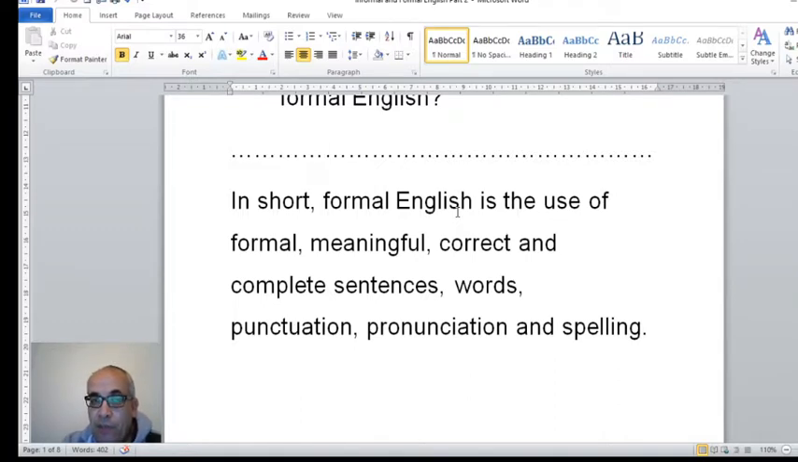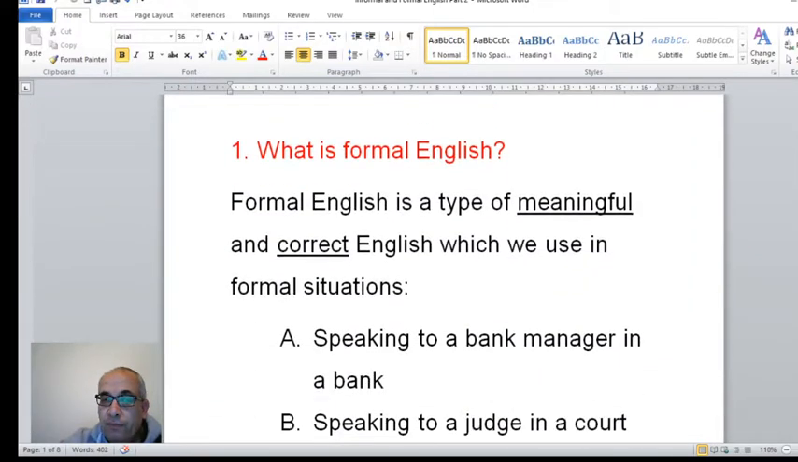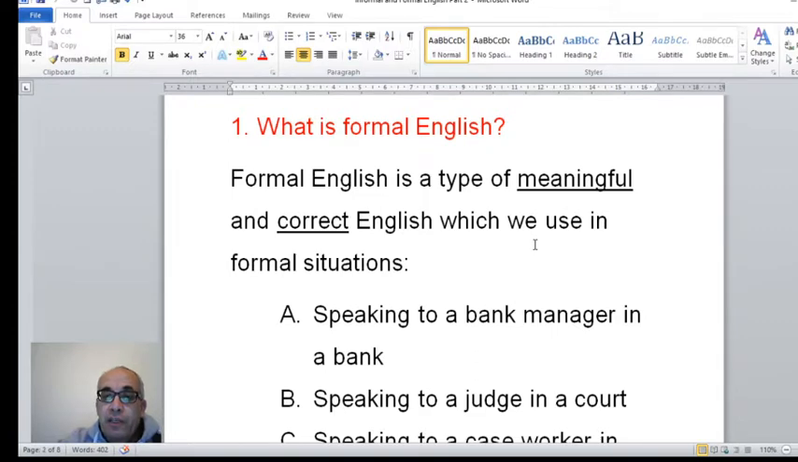So when we speak about formal English, we mean the words must be complete, must be correct, the sentences must be complete and correct, and they must have meaning, and we also mean punctuation, spelling, and pronunciation. Formal English is a type of meaningful and correct English, which we use in formal situations. Most of the time, formal English is like learning another kind of English, another type of English.